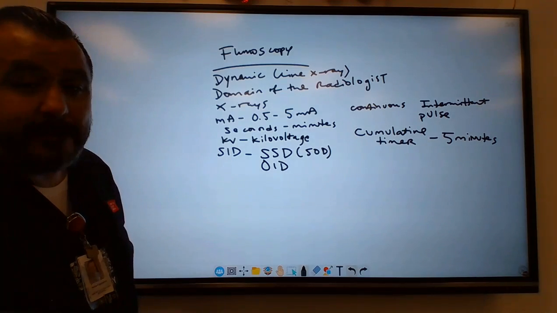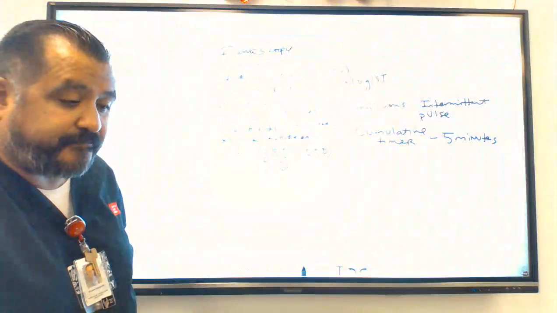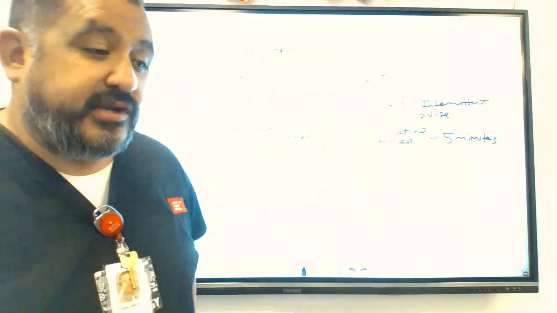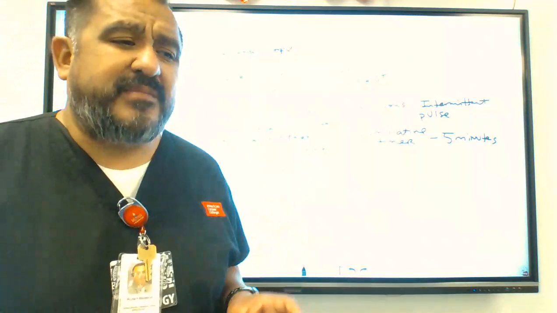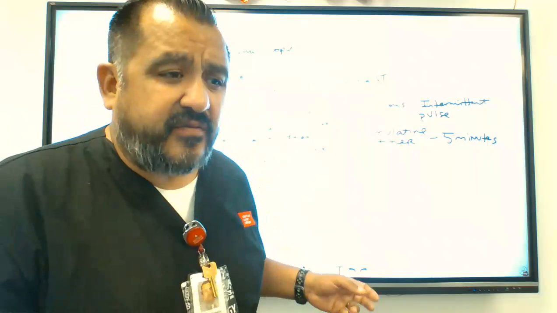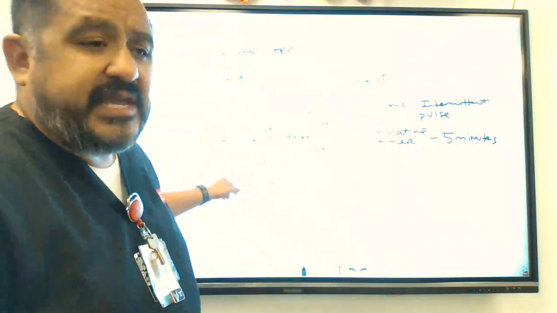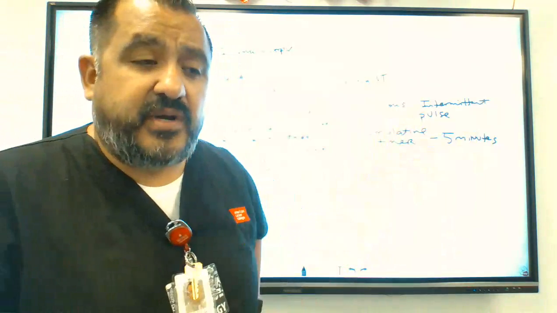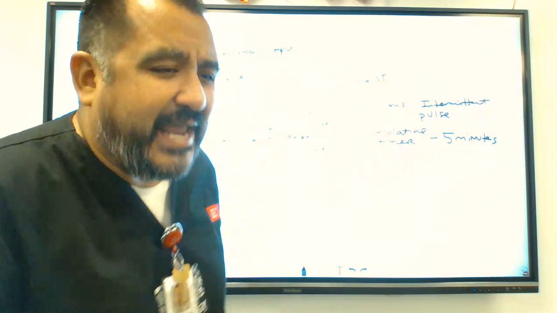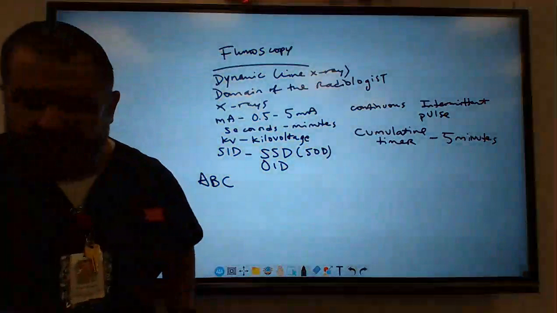Now, in fluoroscopy, we said that you're going to be making X-ray exposures. Well, guess what? If you don't want to be messing around with the technical factors of mA and kV, there's something that I do, and I recommend that you guys do it as well, is use a function called ABC. Does anybody know what ABC stands for?